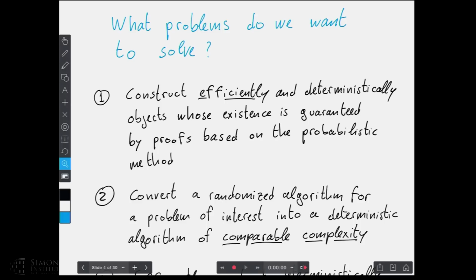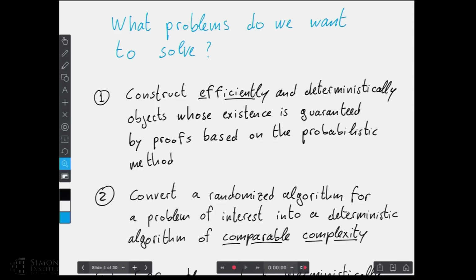So one general goal is to make the probabilistic method constructive, to show that maybe case by case, or even for some broad class of applications, if you're able to prove the existence of objects with certain properties by showing that a random object has that property with high probability, then we will also be able to use that as a starting point to come up with a completely deterministic and efficient construction of an object of this size.